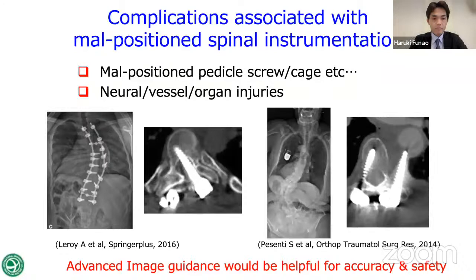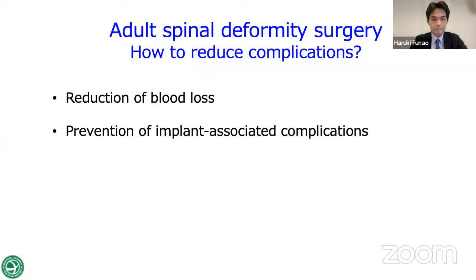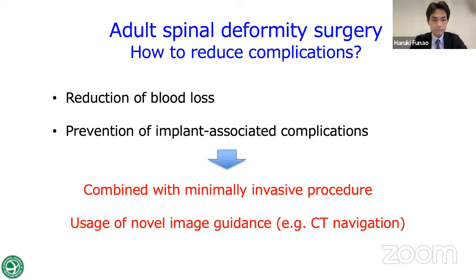So how can we reduce complications in adult spinal deformity surgery? My opinion is that reducing blood loss and prevention of implant-associated complications are two important factors. Minimally invasive procedures can be combined with conventional techniques, and novel image guidance such as CT navigation can be useful.